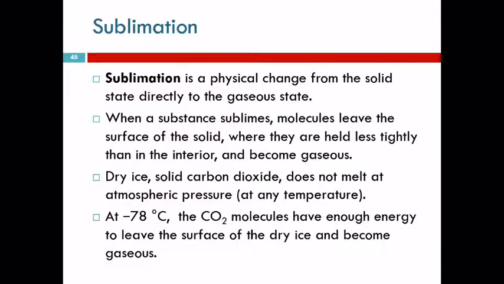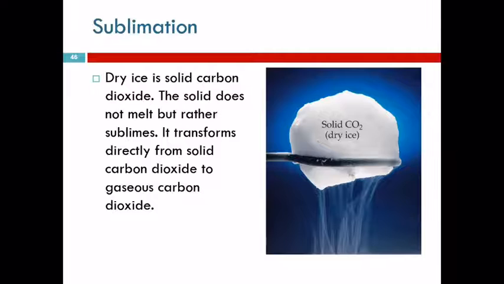Dry ice will not melt at any temperature at atmospheric pressure. It takes a very high pressure to make it melt. It will actually begin subliming at minus 78 degrees Celsius. So it's very cold. Here's a photograph of dry ice. Dry ice is just solid carbon dioxide. They pull it out of the air, cool it down, and make it into a solid and sell it to you, right? It's just solid air, basically. But it doesn't melt. It goes directly into the gas state.